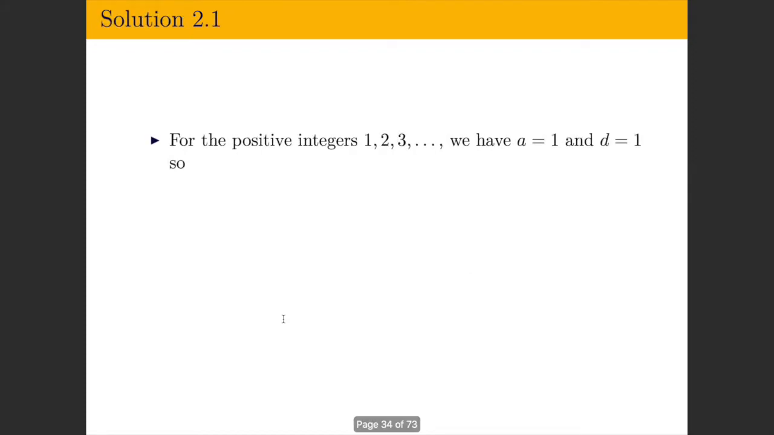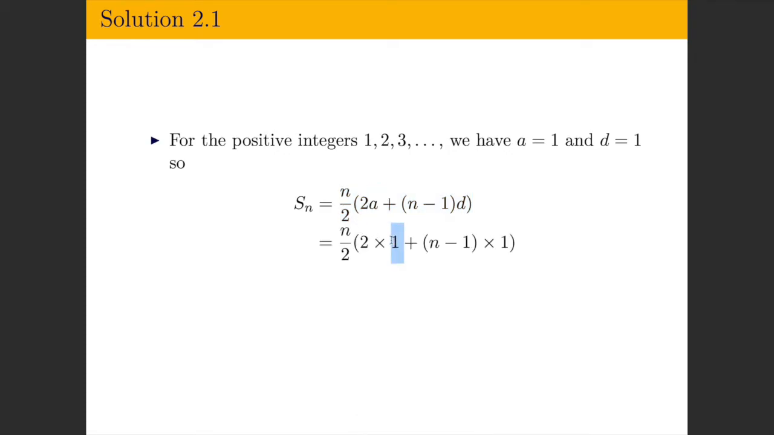Okay, well, let's think about this for a second. The first positive integers, so this is part 1, what we have is that the first term in the sequence is a, and the jump between each term in the sequence, so from 1 to 2, from 2 to 3, is d. That common difference is 1. And so what we're going to do is take that formula that we just derived previously, and substitute in a equals 1 and d equals 1 in the formula. So here I've substituted a equals 1 here, and I've substituted d equals 1 here.